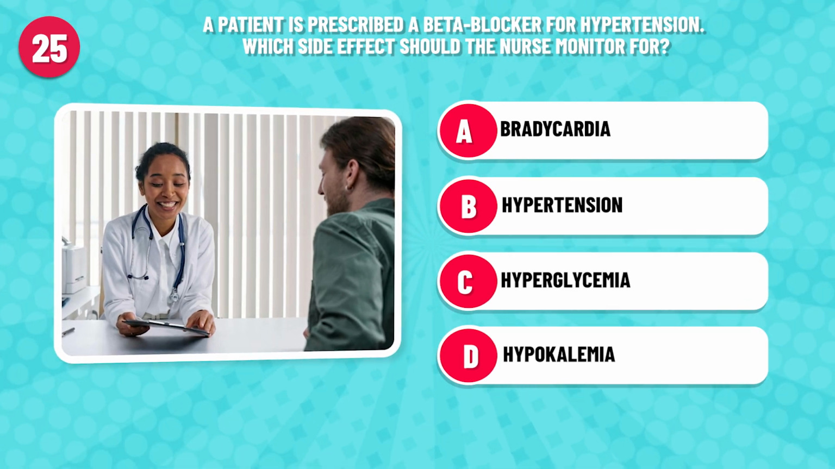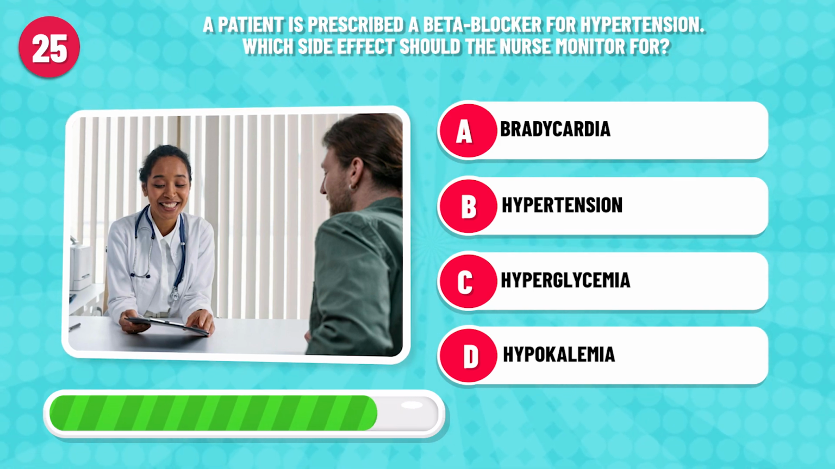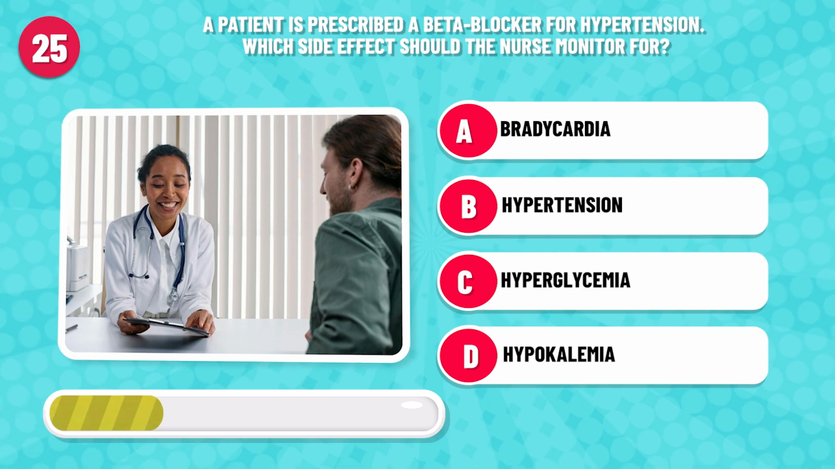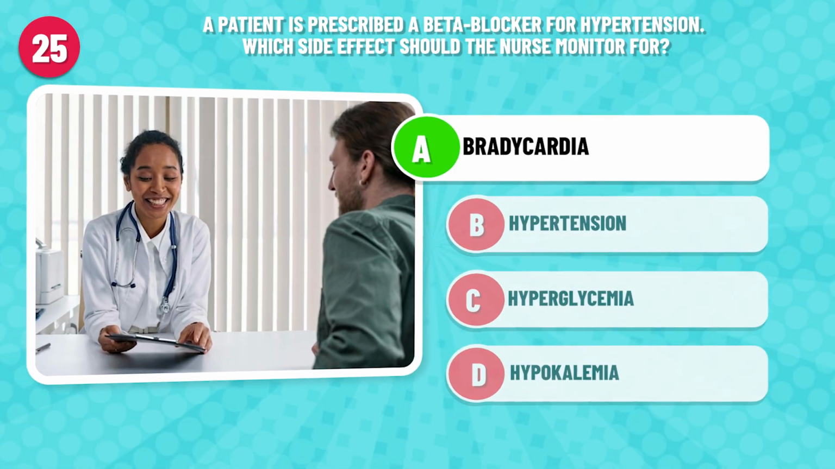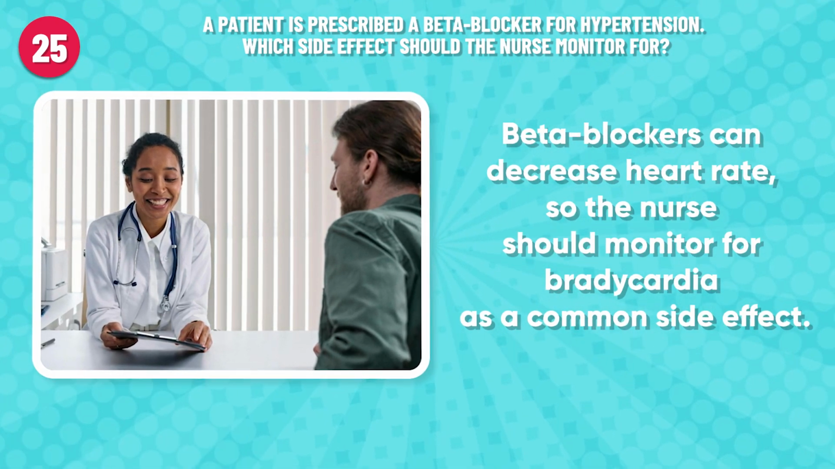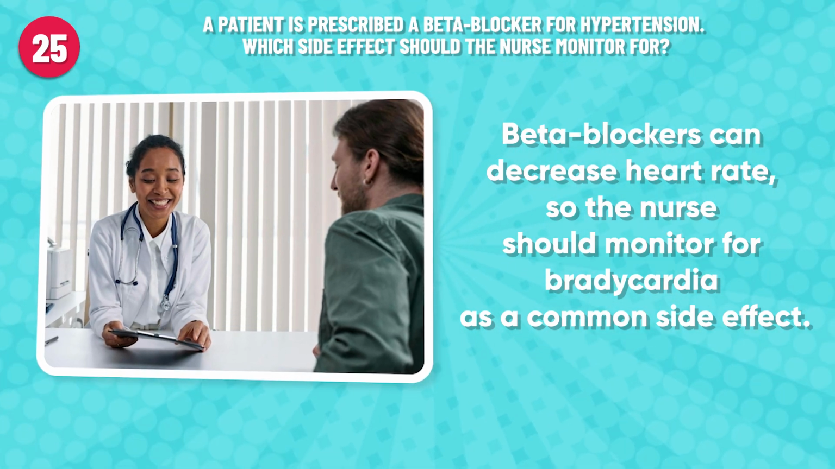A patient is prescribed a beta blocker for hypertension. Which side effect should the nurse monitor for? It's A. Bradycardia. Beta blockers can decrease heart rate, so the nurse should monitor for bradycardia as a common side effect.